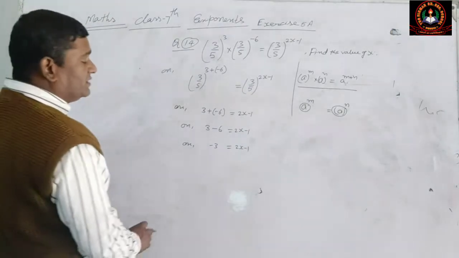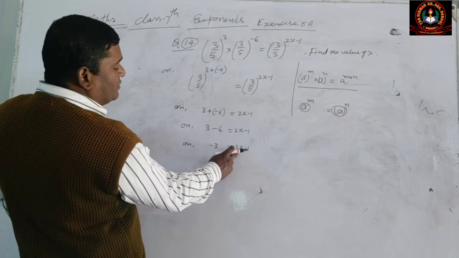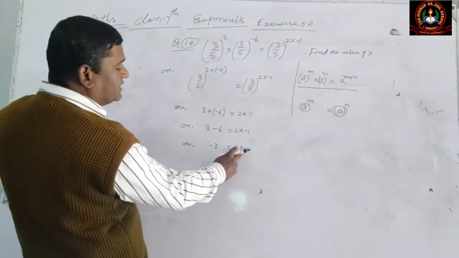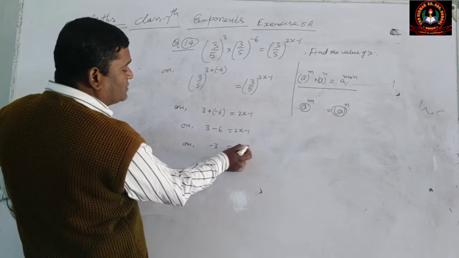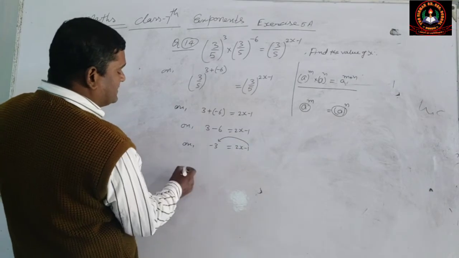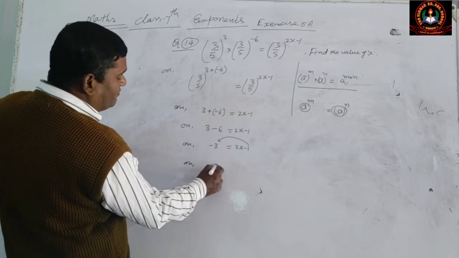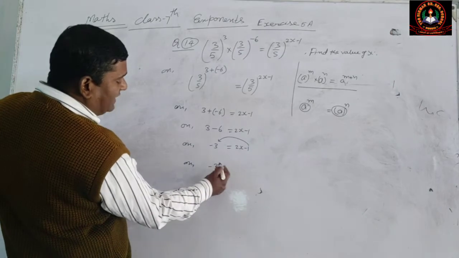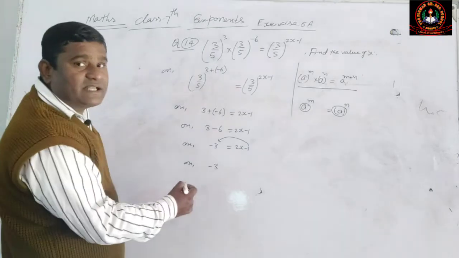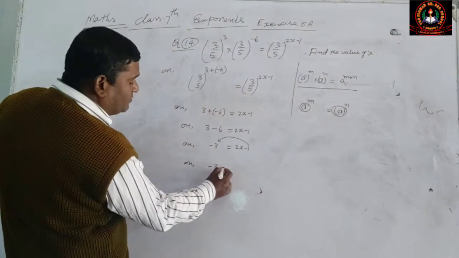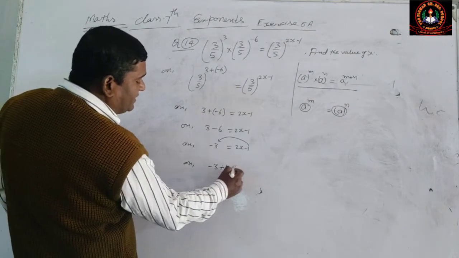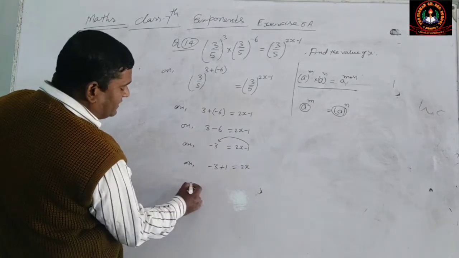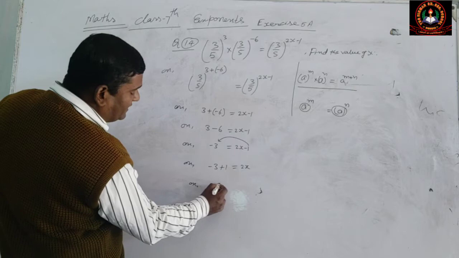What should we find? We should find the value of x, and x is unknown here. Then we transpose minus 1 to LHS, then we get minus 3, and this minus 1 when transposed to LHS, its sign will change and it becomes plus, equal to 2x. Minus 3 plus 1 gives us minus 2.